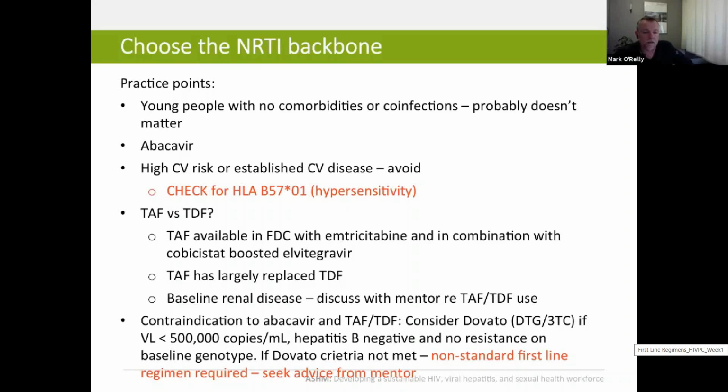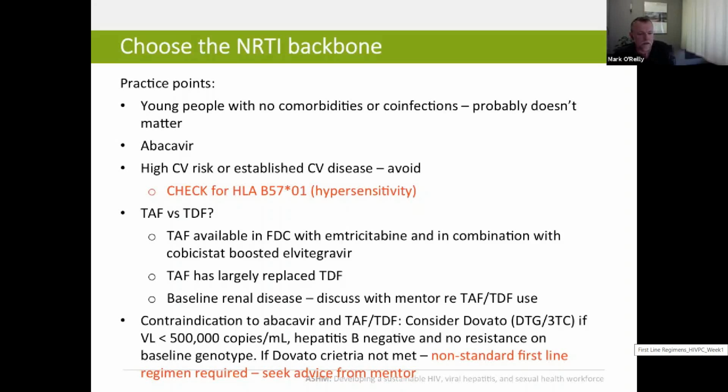Similarly, if their HLA-B5701 test returns positive, you must absolutely avoid abacavir. And as I said earlier, mark it as an allergy on that individual's file. When we're looking at TAF versus TDF, we know that we've got TAF available as a fixed-dose combination with emtricitabine, and it's in a single pill with elvitegravir boosted by cobicistat, and that one's called Genvoya. It's largely replaced TDF, TAF, so there are very few people who take TDF as part of their treatment regimen.